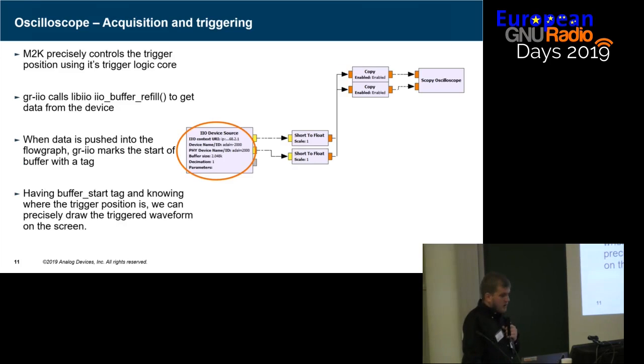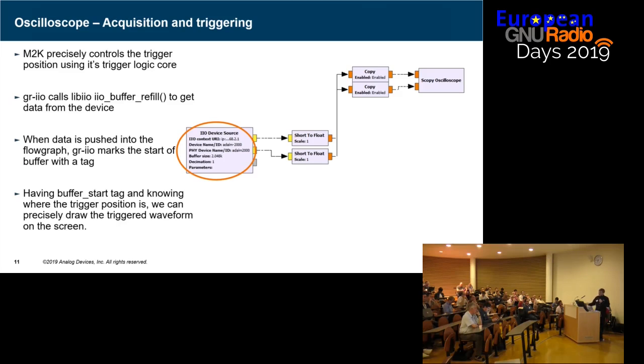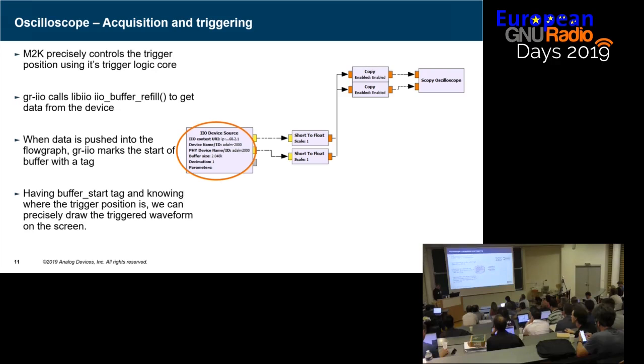A few words about acquisition and triggering. The M2K precisely controls the trigger position. We know exactly at which timestamp the triggering occurs, and the M2K has a trigger logic core to handle this operation. However, GNU Radio does not handle the concept of triggering that well, so inside the GR-IAO we used stream tags. The GR-IAO calls the IO buffer refill, which gets data from the M2K.